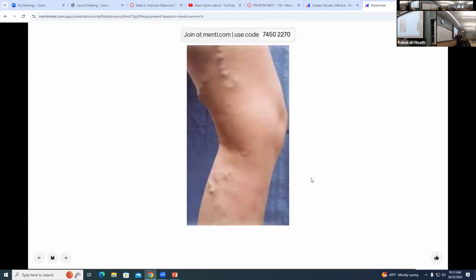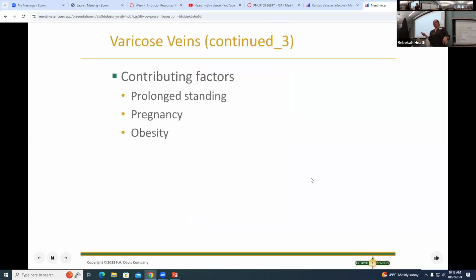These are different than spider veins. Sometimes you see colorful purple veins on people that aren't bulging out. That's a little bit different than varicose veins. So if they're purple and bulging out, that would be varicose veins. But this is what we mean with varicose veins, and they can be pretty painful for people. The blood gets kind of backed up.